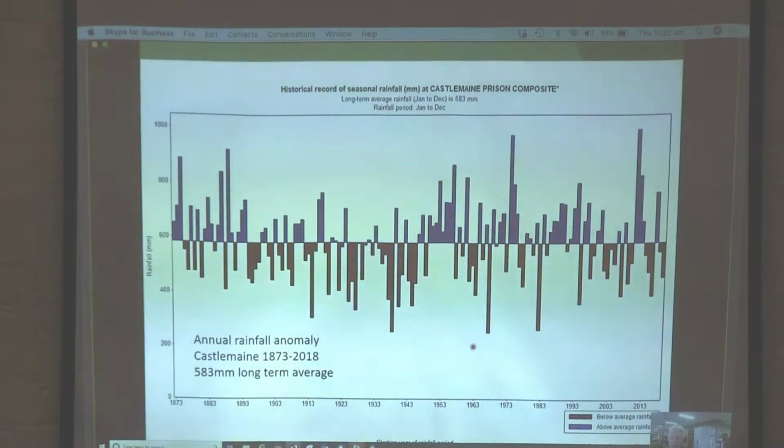Also with this stuff, it can take just a summer thunderstorm of 80 mil out of nowhere to suddenly take you from below the line to above it. But that's the broader pattern there.